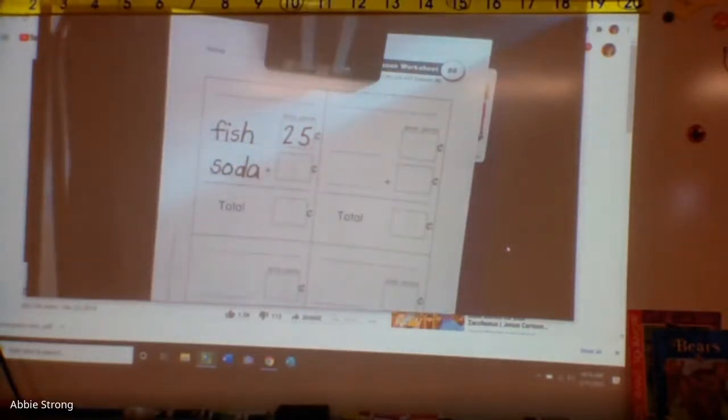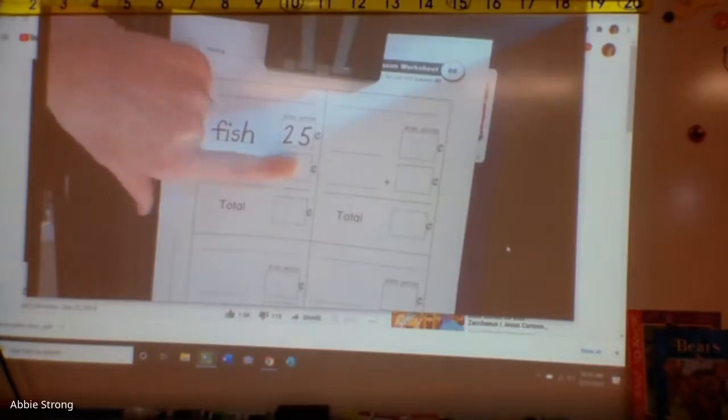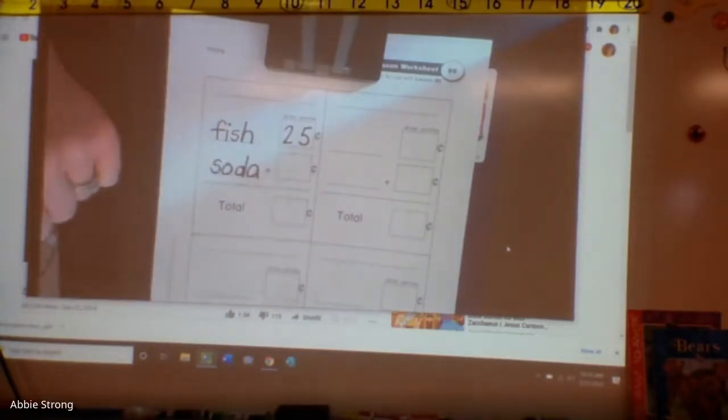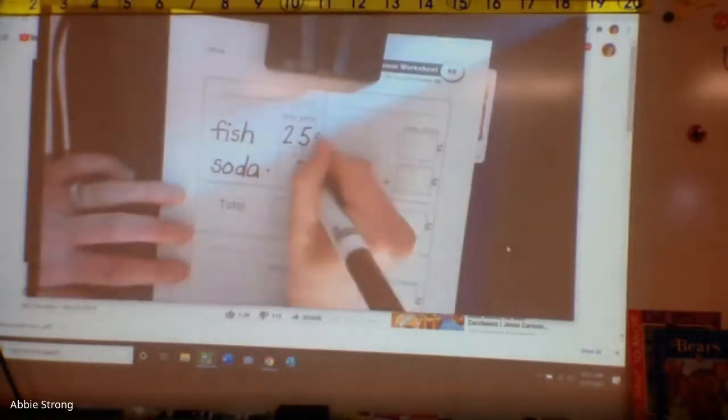And Mia said this can of soda is 3 cents. Are we going to put the 3 in the dime spot or in the penny spot? Which place value do we write 3? Alea. In the penny spot. Good job.